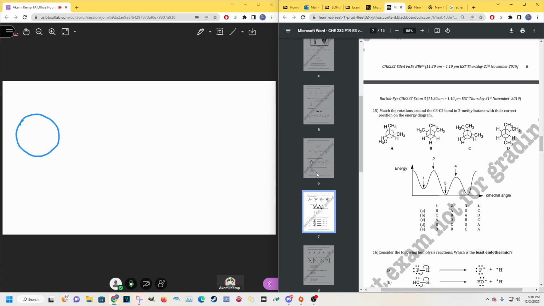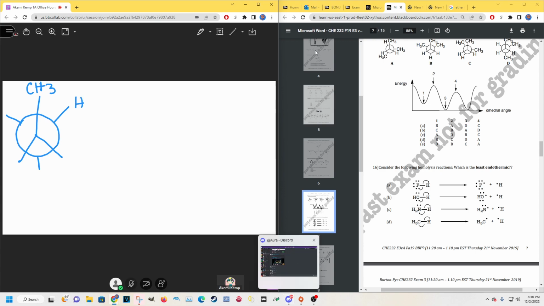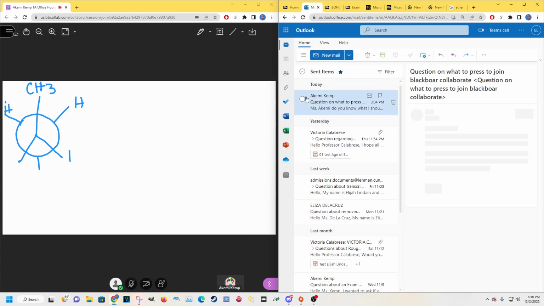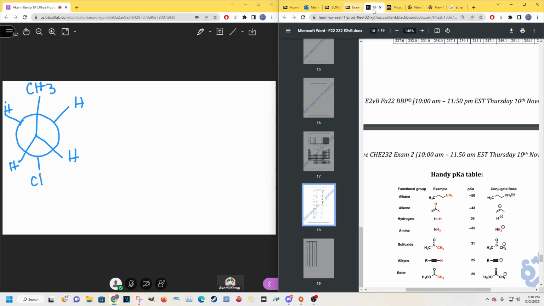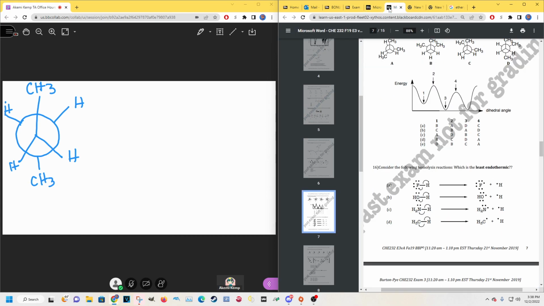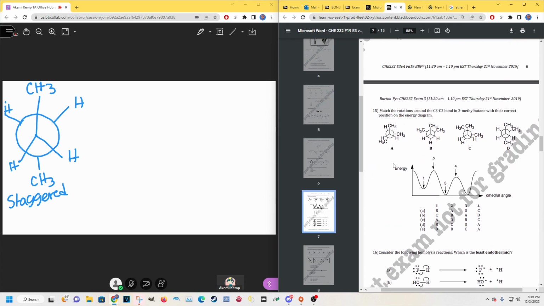So staggered and staggered gauche, they all have the most spread out bonds. So let's draw an example of each. Let's say I have a CH3, H, or H there, H, CH3. This is staggered. When you have two big groups facing away from each other, this is known as the staggered anti. Then you have the other staggered version.